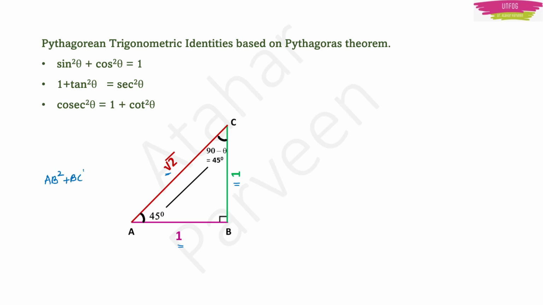We know that the Pythagoras theorem deals with this condition, right? AB square plus BC square will be equal to AC square. I have 1, I will add it. So this will be my AC square, or AC square is equal to 2, means 1 plus 1 will be 2, and AC will be square root of 2. This is your Pythagoras theorem, right? Now with this condition I can prove this identity. Actually I can prove all the identities. Right now I am trying to prove the first identity.